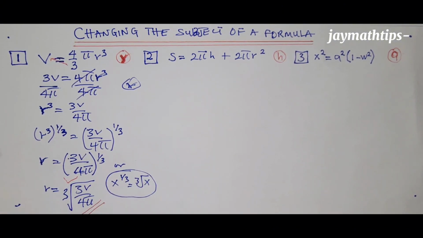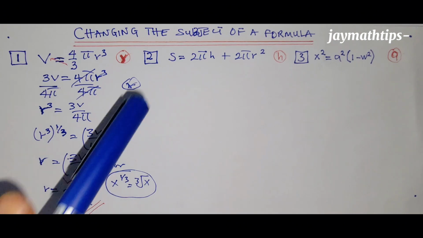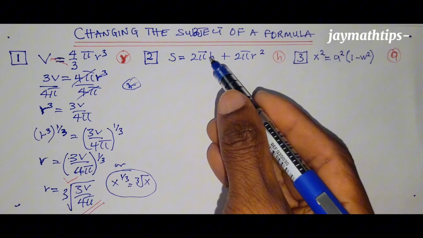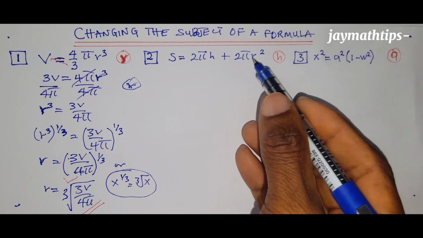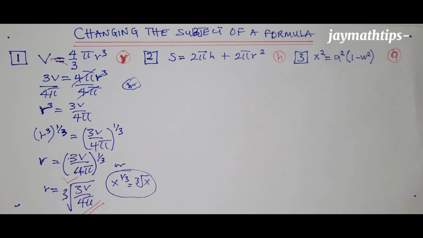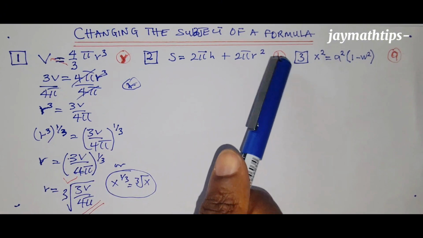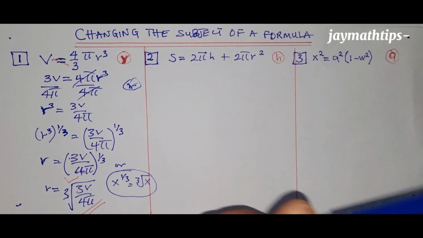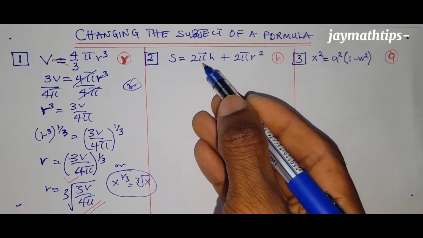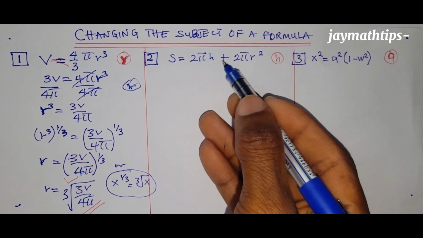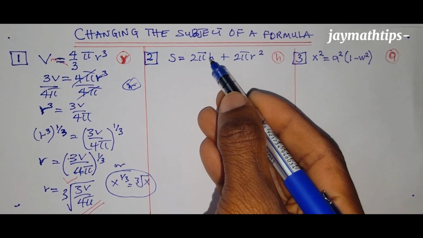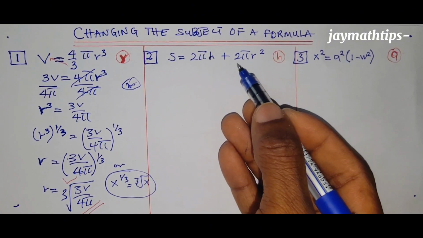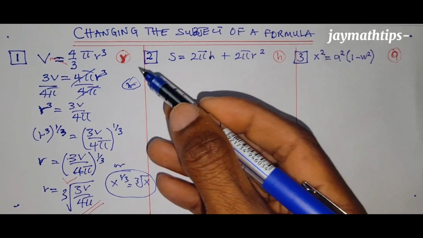Okay, so the second one here, x equal to 2 pi h plus 2 pi r square. We are going to be solving this also. We want to make h a subject of formula here. So in this very problem, you can see that on the right hand side, only h is appearing in only this other part. So you have to subtract 2 pi r square from both sides.